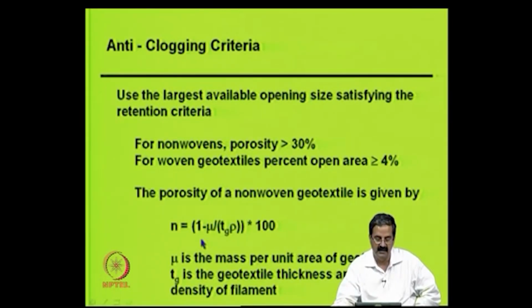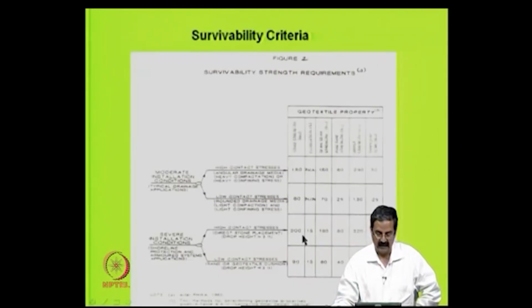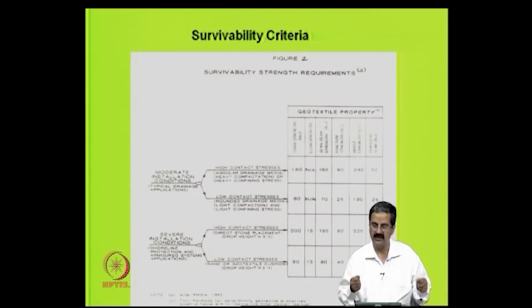is given by n equals 1 minus mass per unit area divided by density times thickness, everything is coming here. So, once you have this, that is fine. Then there is some more. When you are putting a geotextile, we should also see that it stands the installation conditions. The geotextile should not get punctured quite easily. So, we have what is called installation conditions, which needs some minimum strength.